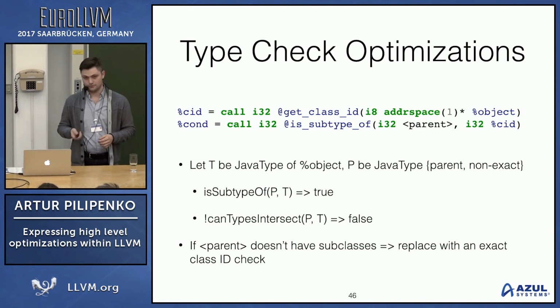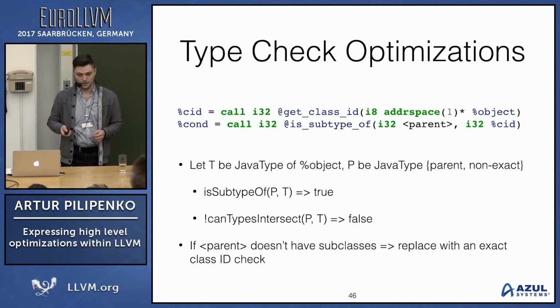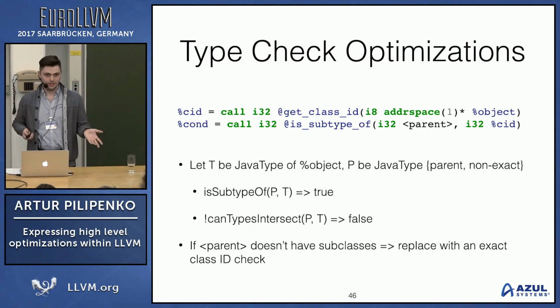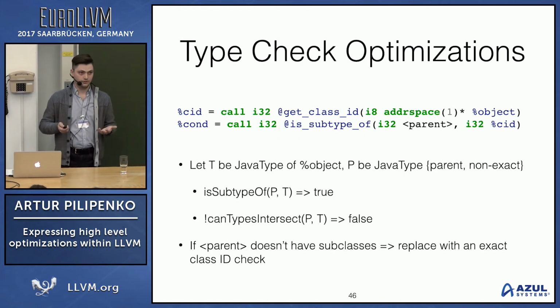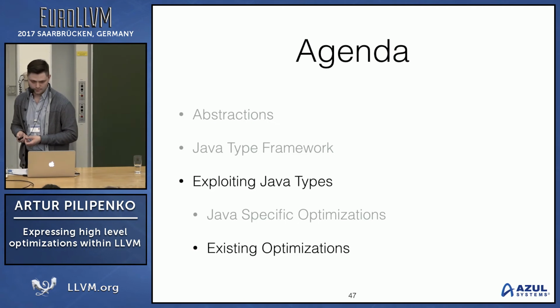Another small optimization for this sequence: if we know that the parent does not have subtypes, we can replace this abstraction call with an explicit comparison with a constant.